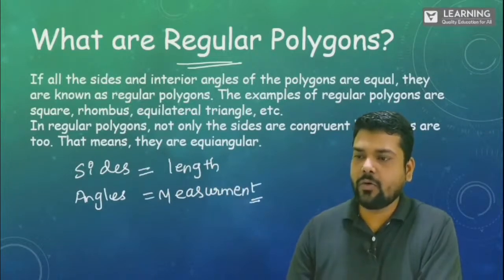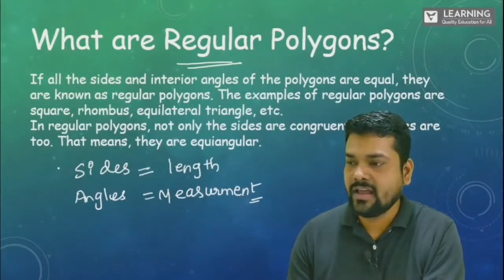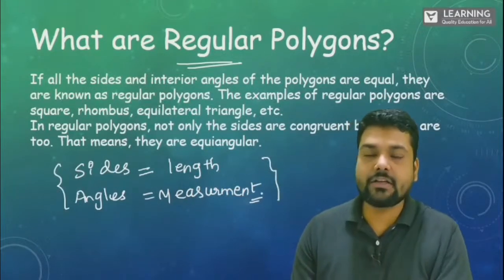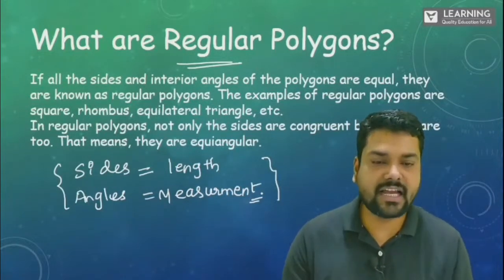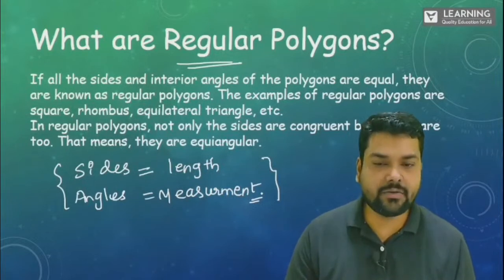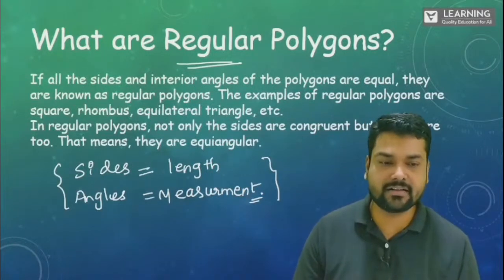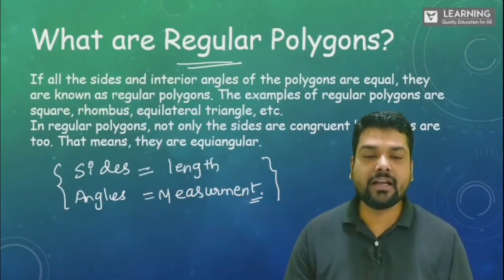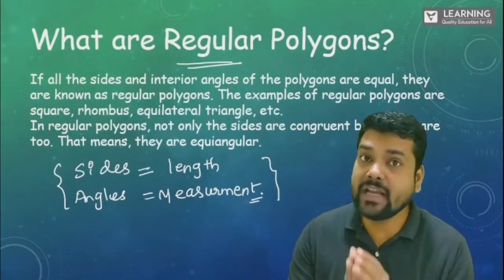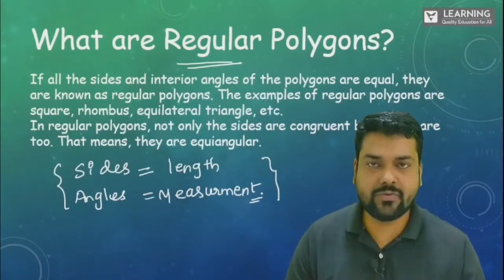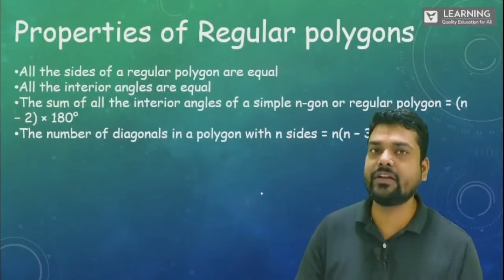So now we know what we mean by a regular polygon. This word regular means this, and polygon means a two-dimensional closed figure that has a finite number of lines. Let's read out the definition. If all the sides and interior angles of a polygon are equal, it is known as a regular polygon. Examples of regular polygons are square, rhombus, equilateral triangle, etc. In a regular polygon, not only are the sides congruent, but the angles are too. That means they are equiangular. So that is the basic thing we have discussed right now. Let's move to the properties, and they are very important from your examination point of view.